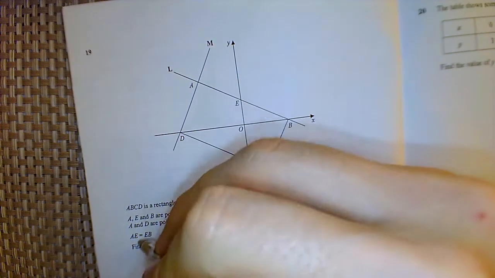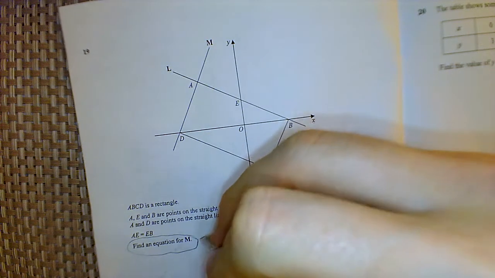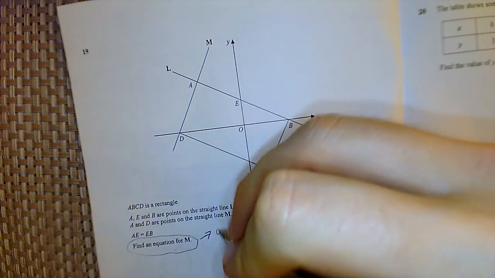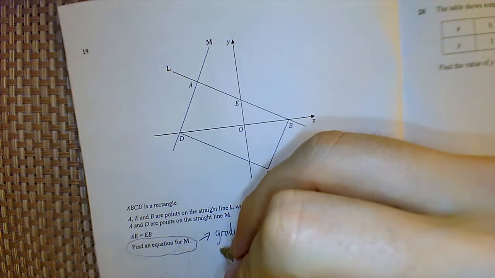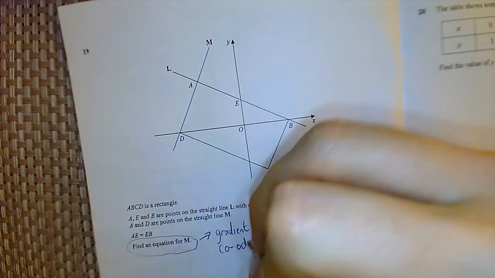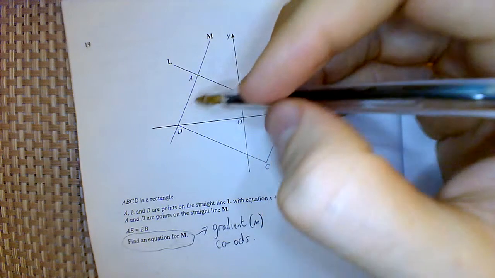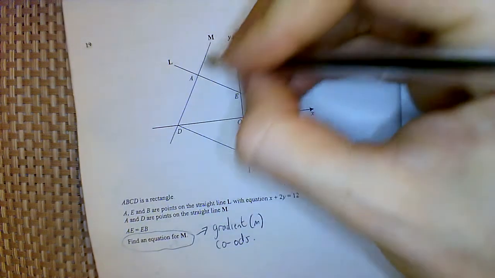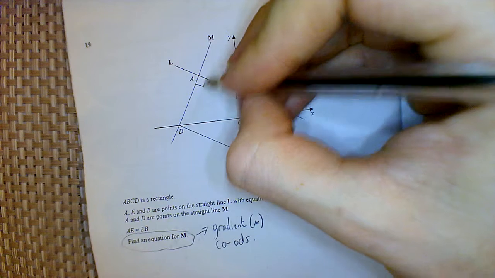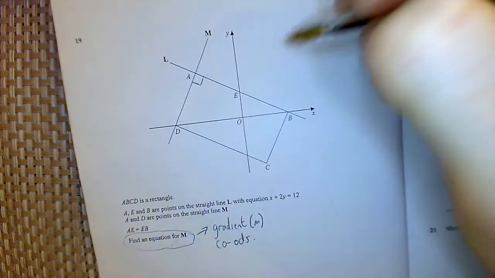So this question, the final line says find an equation for m. If you want to find an equation, two things you're going to need are a gradient, m, and a set of coordinates that the line goes through. Now the gradient we can find because it tells you that ABCD is a rectangle, which means that this line is perpendicular to this line. A rectangle's got right angles in it, so these two lines must be perpendicular.